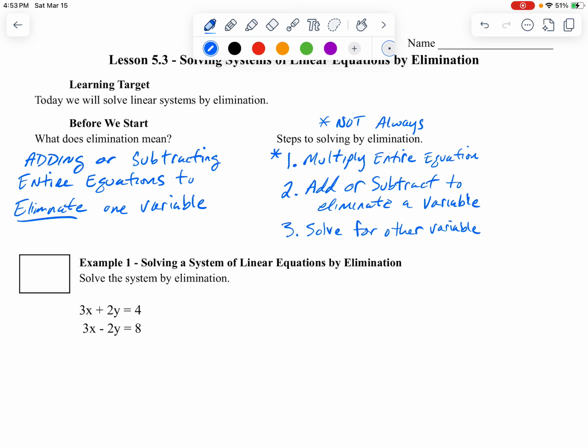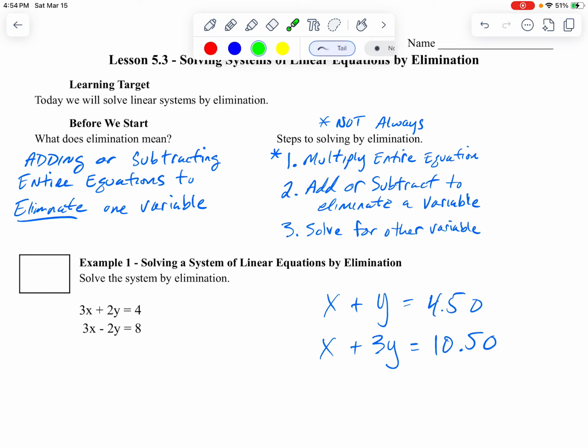If you missed that, so don't copy this down. I'm just going to do a little side work down here. We talked about if you're ordering food at a restaurant and you buy one drink and one sandwich, and it comes out to a total of $4.50. And your friend orders one drink and three sandwiches, and their order came out to $10.50. We could solve this system of equations and find x and y, which in this case would represent the cost of a drink and the cost of a sandwich.